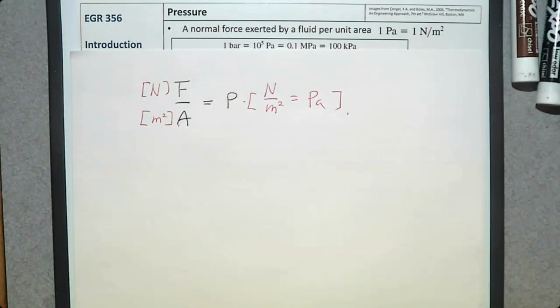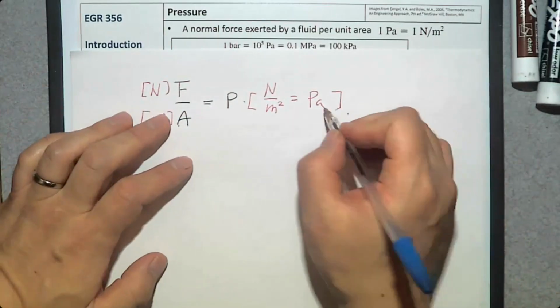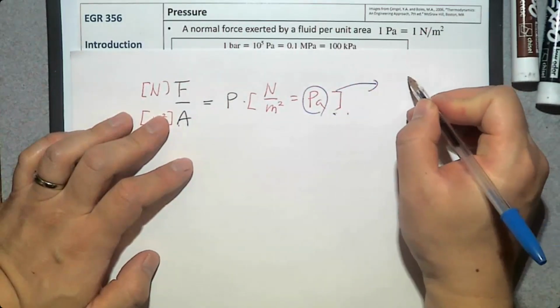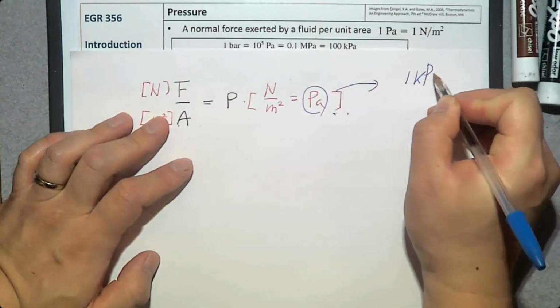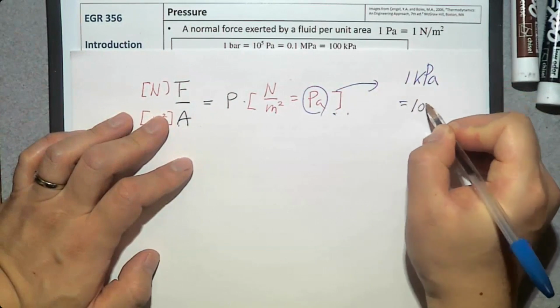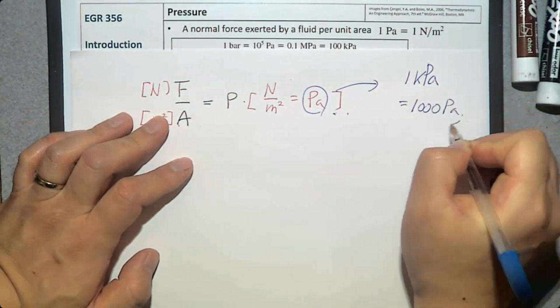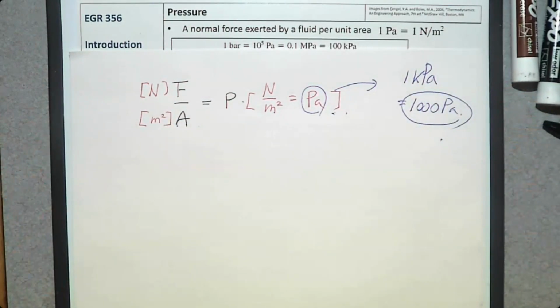However, the Pascal is pretty small. It's very small, so we usually use kilopascal. 1 kilopascal is 1,000 Pascal. What is the atmospheric pressure?